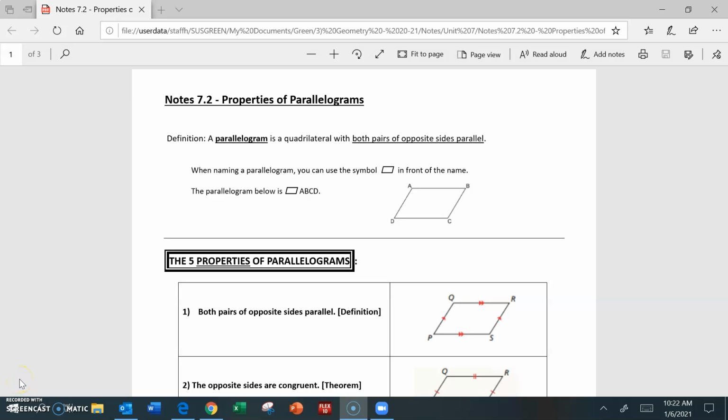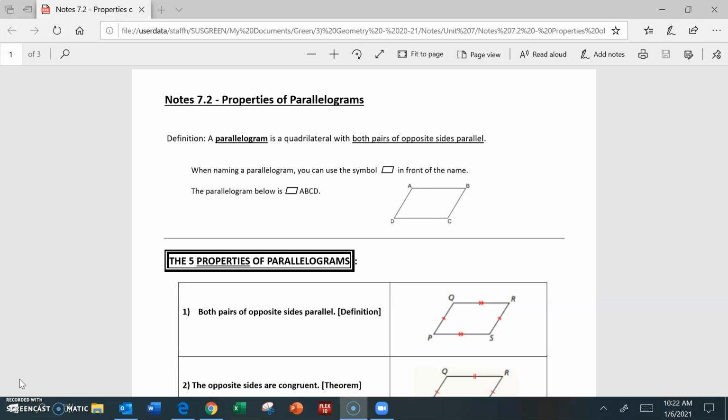All right, so we're going to move on to note 7.2, which is called properties of parallelograms. So in the first section, we looked at different types of polygons, and today we're going to focus on quadrilaterals, but even more specifically, a parallelogram, which is just one of the many quadrilaterals that we have.